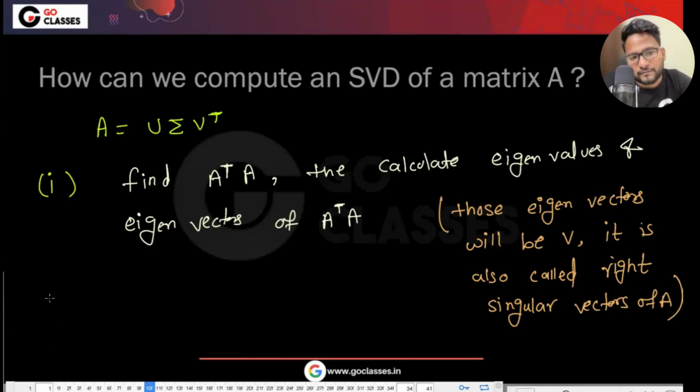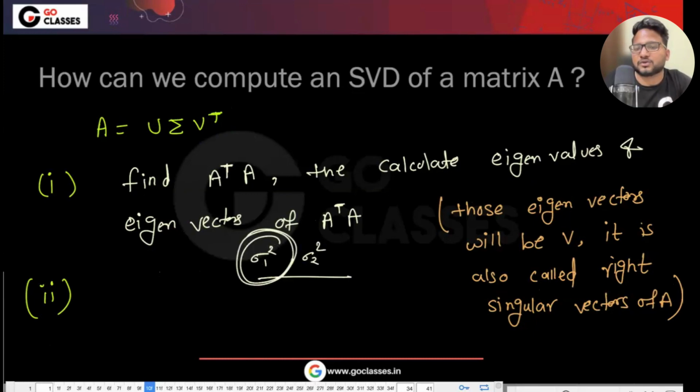Can anyone guess? We have just got our V. How do we find the sigma? Whatever eigenvalues you had here, let's call those eigenvalues lambda. Or, just for the sake of writing, let me call them sigma 1 square, sigma 2 square. I'm intentionally writing them as squares, in the sense that if this is sigma 1, sigma 2 like this, then the eigenvalues will be sigma 1 square, sigma 2 square. Or if you want, I can call them lambda.